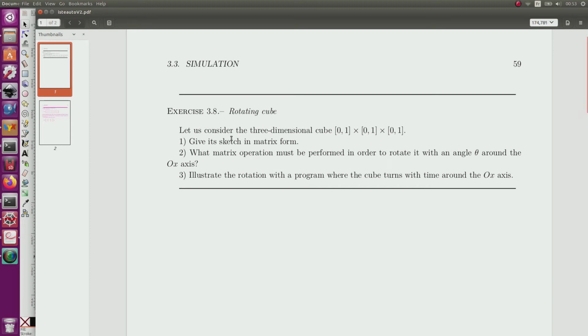Rotating cube. In this exercise, we consider a cube, the unit cube, the length of which is equal to 1. We have to give a sketch in a matrix form. Then we'll try to make it rotate around some angle and some axes, and we have to illustrate using Python.